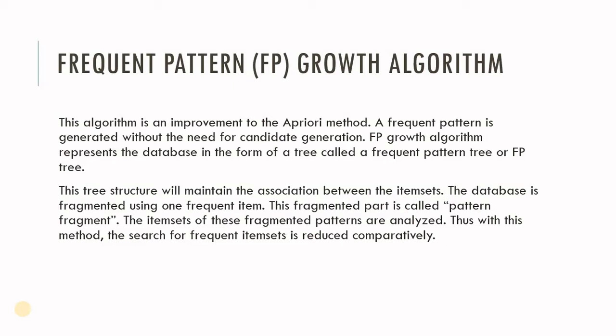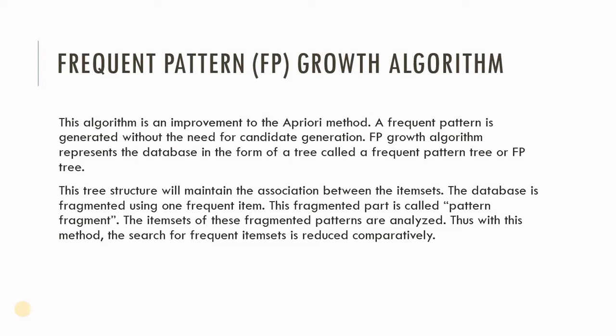In today's lecture, we are going to learn a second algorithm for finding the frequent item set, which is the FP growth algorithm. This algorithm is an improvement to the Apriori method. A frequent pattern is generated without the need of candidate generation. In the Apriori algorithm, we create the candidate set by analyzing the database. Here in the FP growth algorithm, we are not generating any candidate set, but without that set, we are creating the frequent item set.